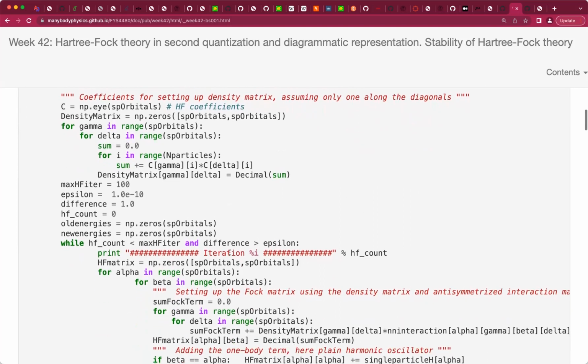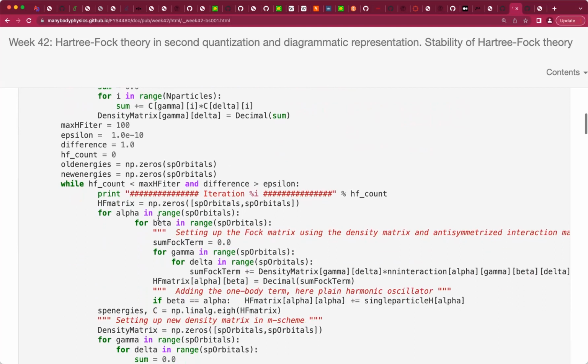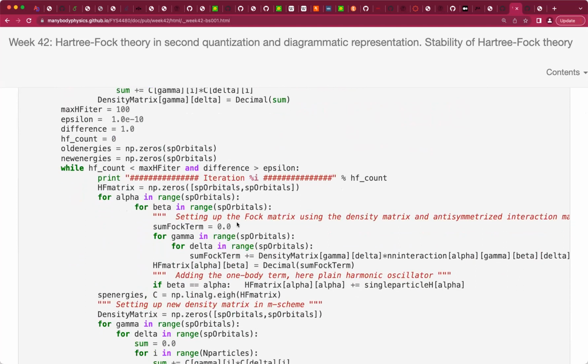And here we set up the Hartree-Fock matrix. We run over alpha and beta. And here we set up the Fock matrix element. And you see now I have the density matrix. And this now picks up this interaction matrix element. And we simply need to have a table there where we have this tabulated.